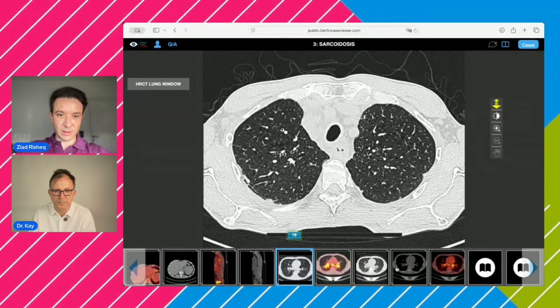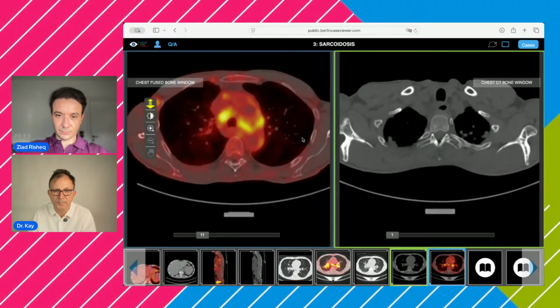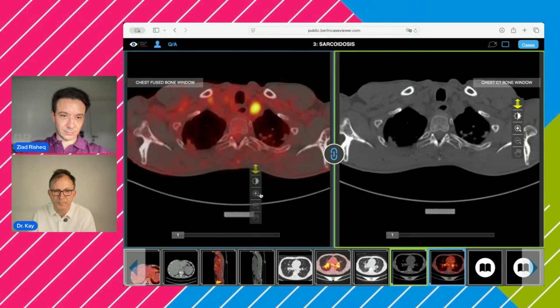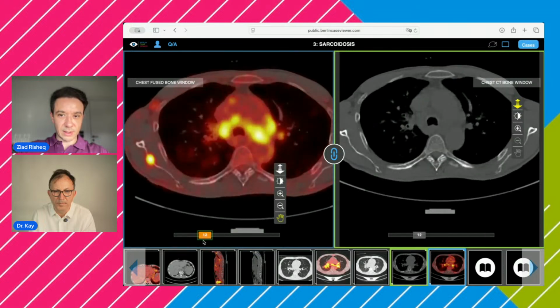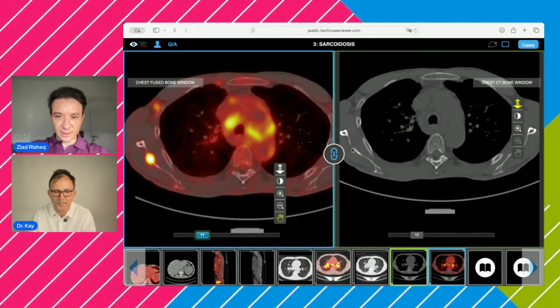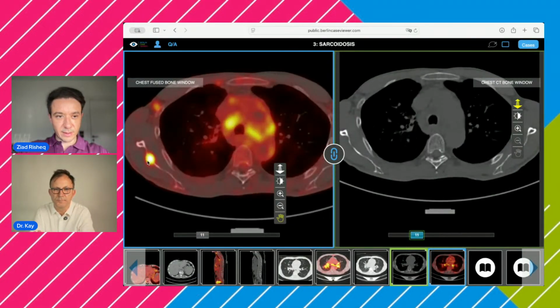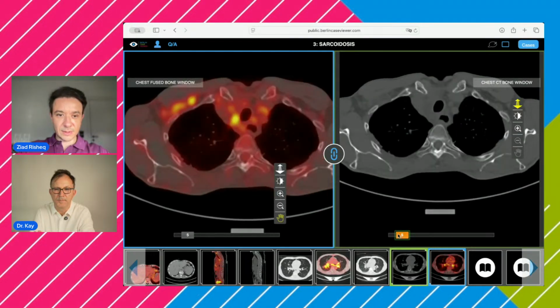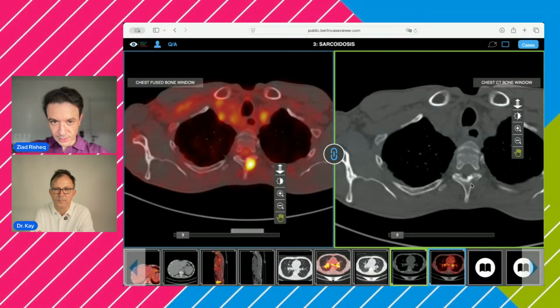So let's look at the bone very quickly. Okay, so here, I think I discussed this case on my channel. We have this uptake here, and you can see there is focal cortical interruption or low density. So this is probably a lytic lesion over here, and it is showing intense uptake. And here you can see clearly there is a lytic lesion, and it is showing uptake.